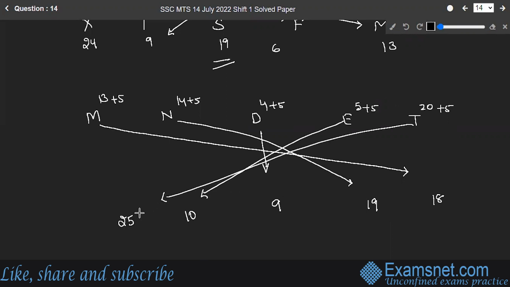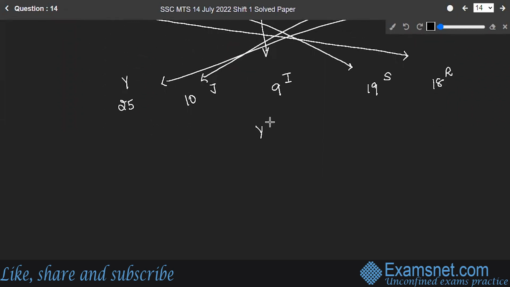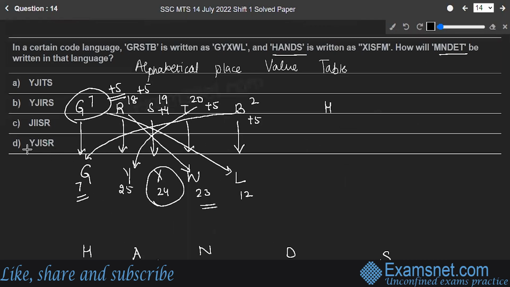Okay, now let's find out the place value of all of them. 25 is the position of Y, 10 is the position of J, 9 is the position of I, 19 is S, and 18 is R. So it is Y, J, I, S, R. That is the correct code. YJISR is nothing but option D. So option D is the correct answer to our question.